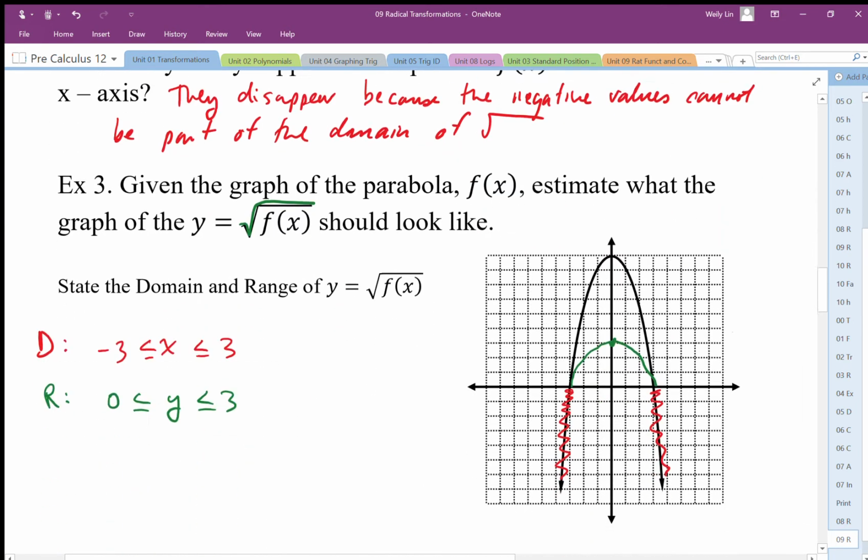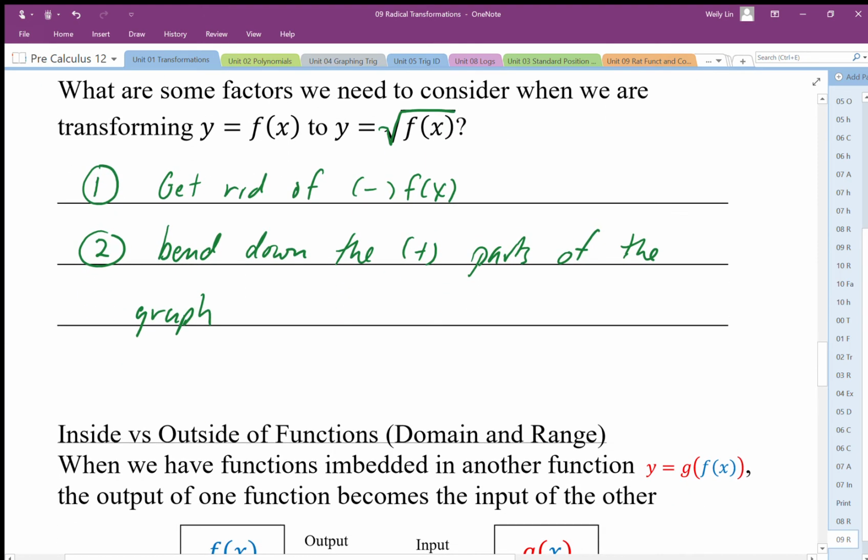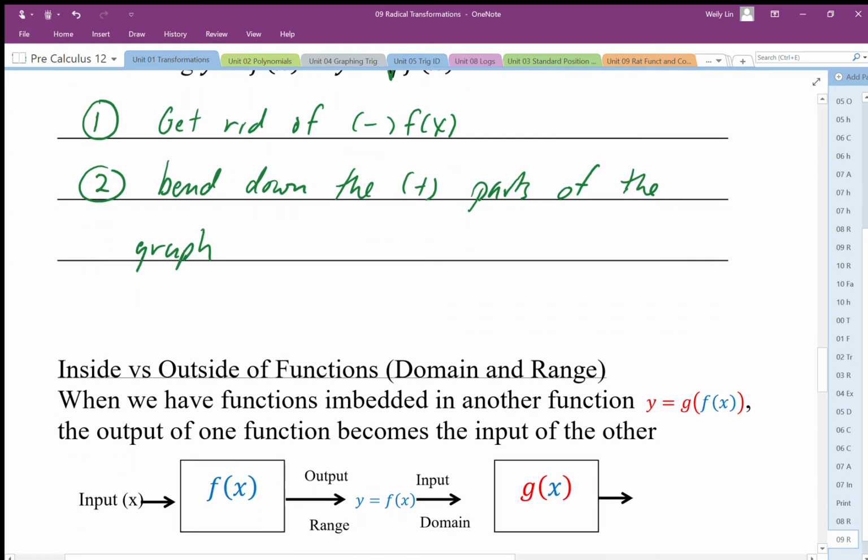But in general, I want you guys to understand these two concepts. We get rid of the negative, and you're going to bend down the positive parts of the graph. Okay, so that's the idea behind square root as a transformation. Now we can also look at this square root transformation as an embedded function.